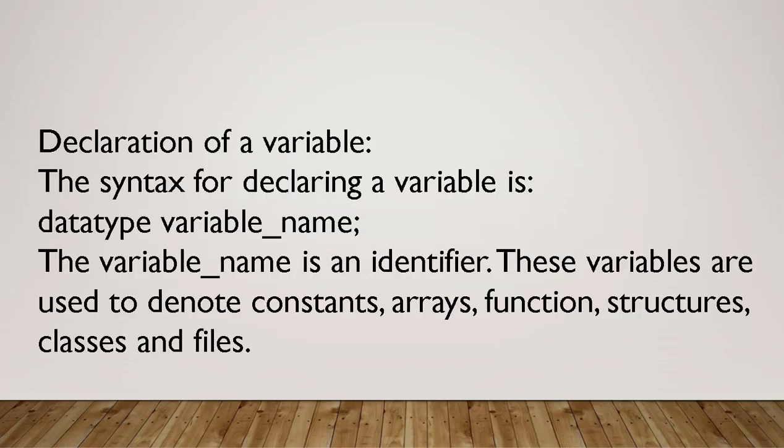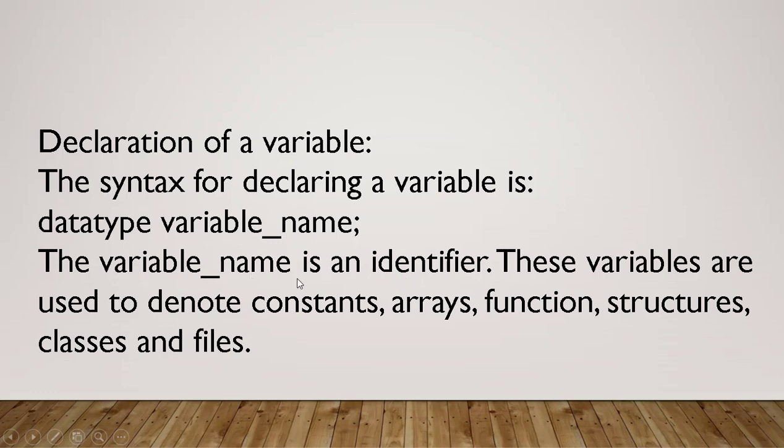So, declaration of a variable. Before using any variable in the program, you have to declare it. The syntax for declaring a variable is: first you have to write the data type, mention which data type it is, then write the variable name. This is how you declare the variable. First you mention the data type, and we will now study the different data types, and then the name of the variable. The variable name is an identifier. We studied identifiers in our previous class. An identifier is a name given to an object or an element.